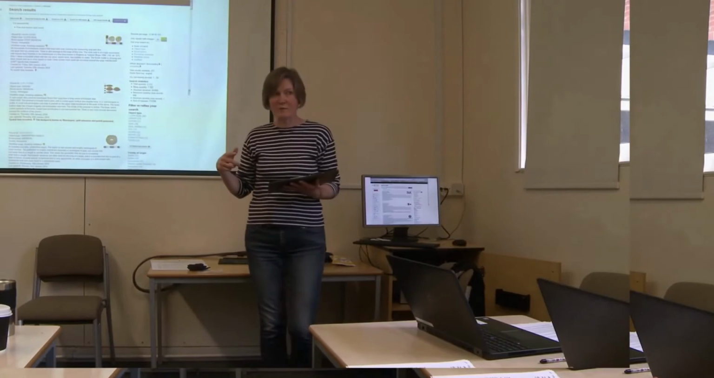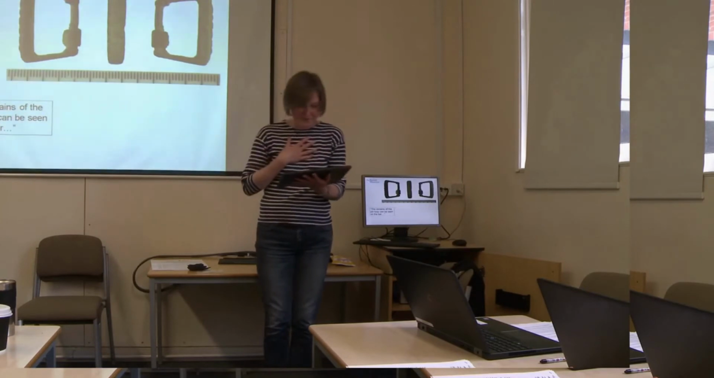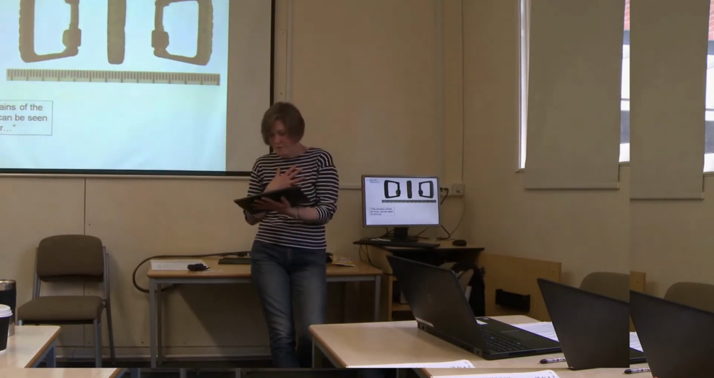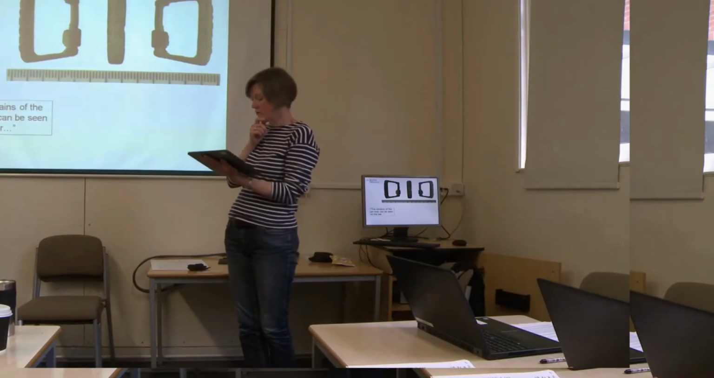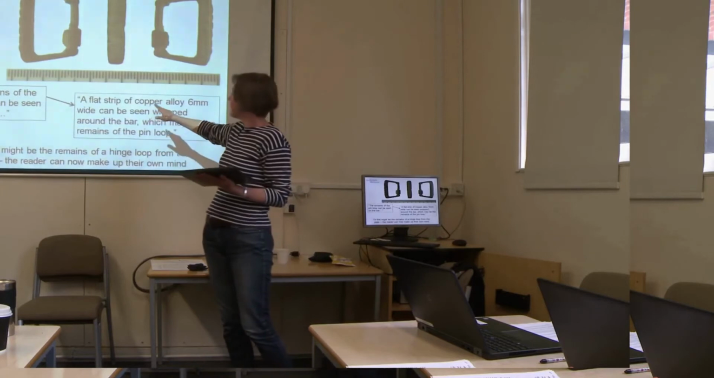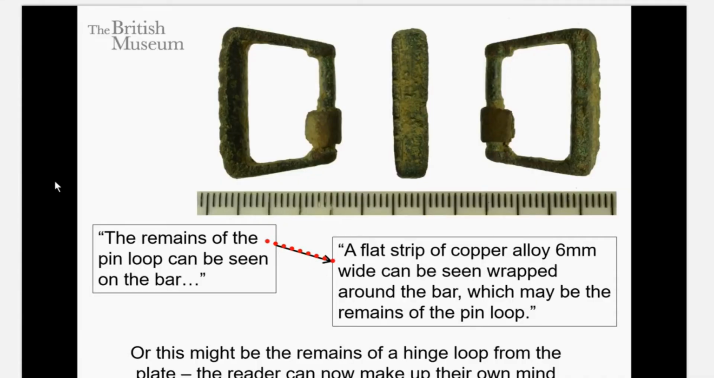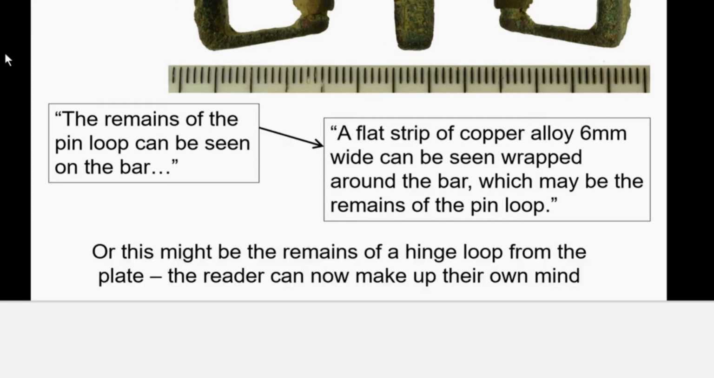Now, as our principle is to write down what we see, you shouldn't put in too much interpretation before you have finished a proper description. So, if you've got a bit of extra copper alloy wrapped around the bar of a buckle, and you say that it's the remains of the pin loop, you're not putting in as much information as you could. What you really ought to do is to say what you see. What you see is a flat strip of copper alloy 6 millimetres wide, and it's wrapped around the bar. It may be the remains of the pin loop, but it may also be the remains of the hinge of a plate. You're allowing the reader to judge for themselves.